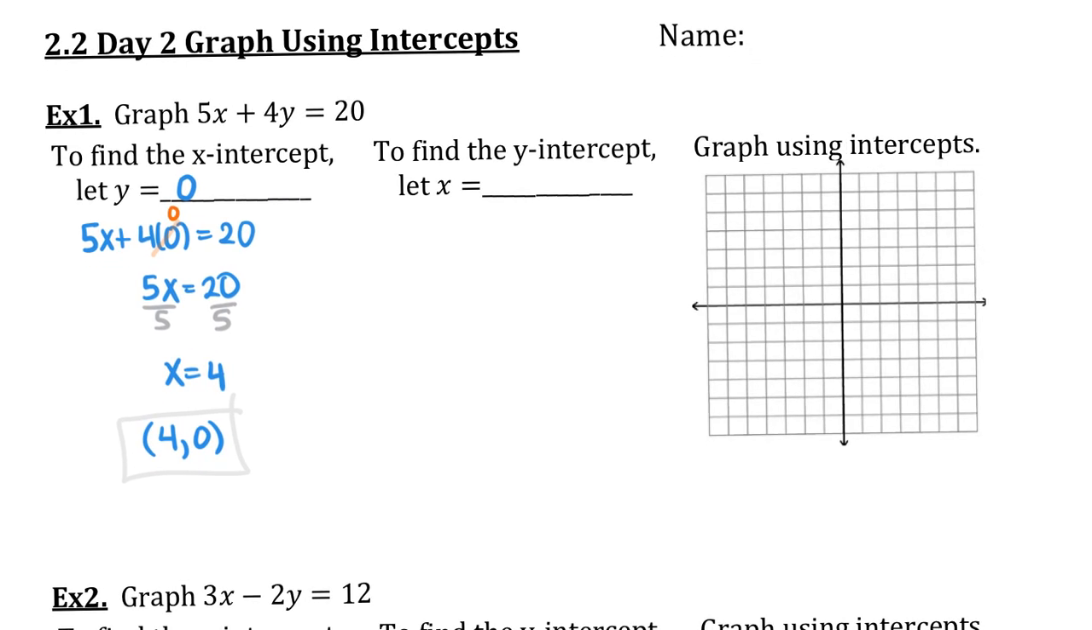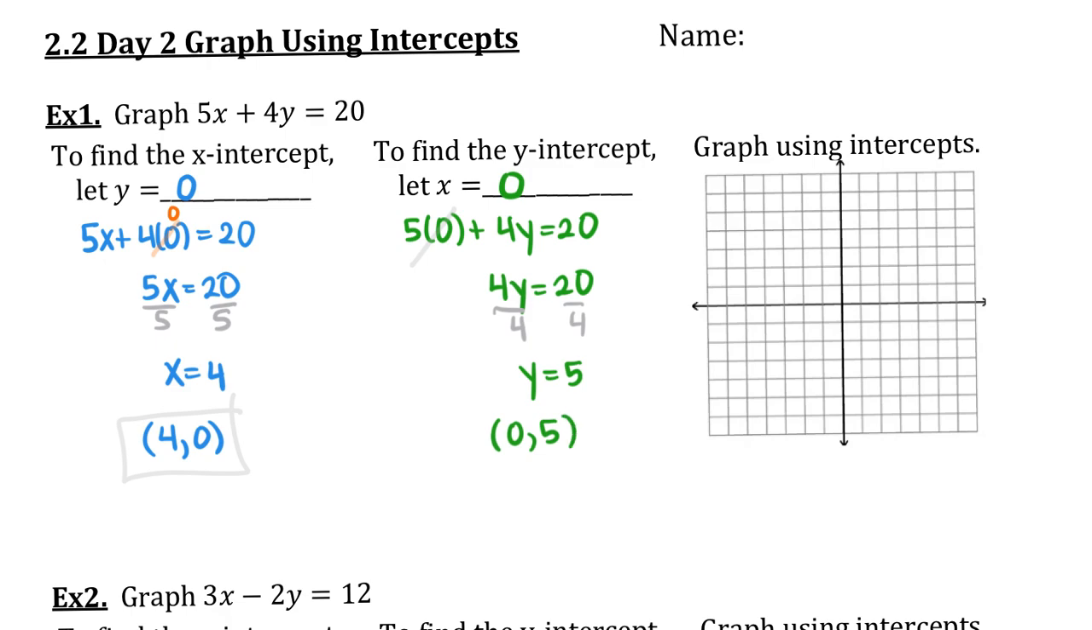To find the y-intercept, we let the x value equal 0. And I'm going to go back to the original equation again and start over. Now 5 times 0 is 0, so 0 goes away. So I have 4y equals 20. I'm going to go ahead and solve for y. Y is 5, but remember y is 5 when x is 0. So the ordered pair for the y-intercept is 0, comma 5.